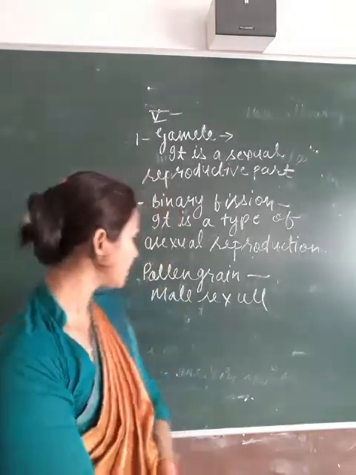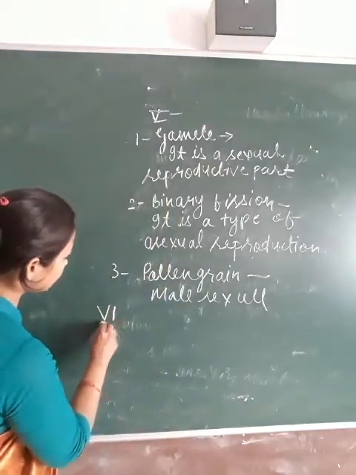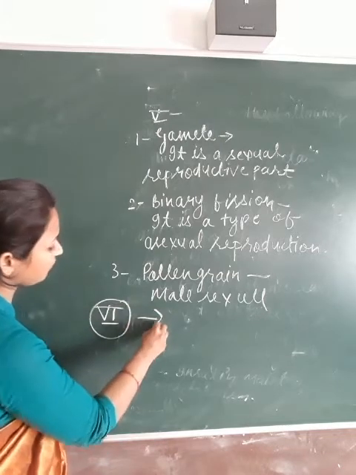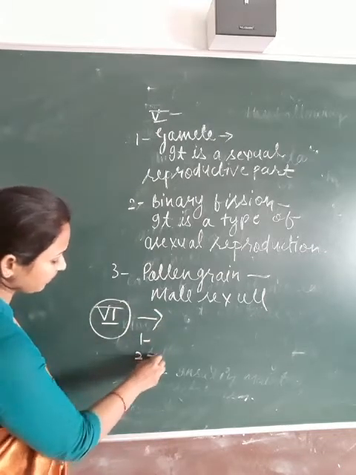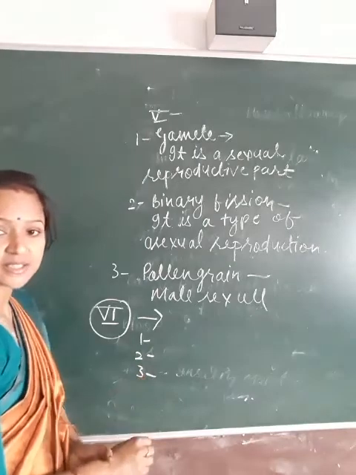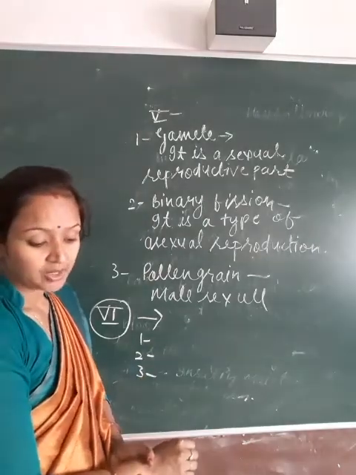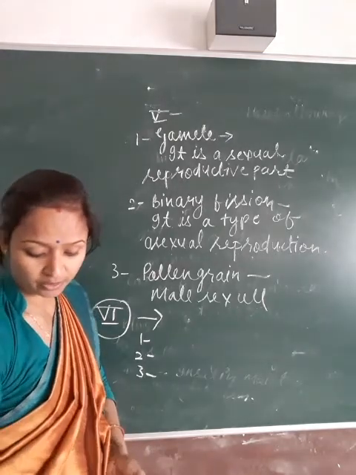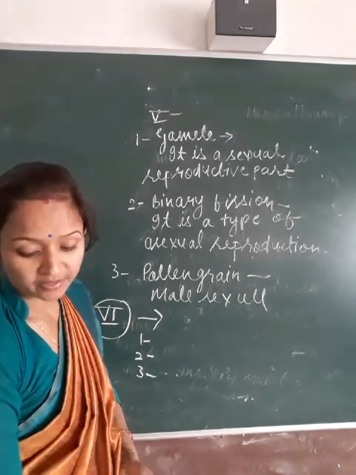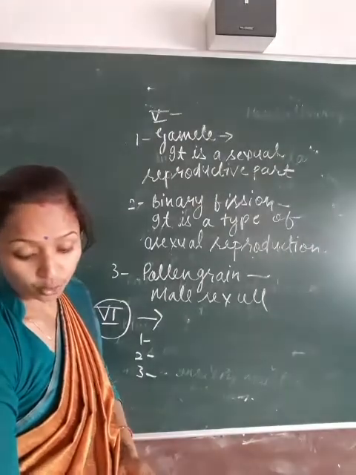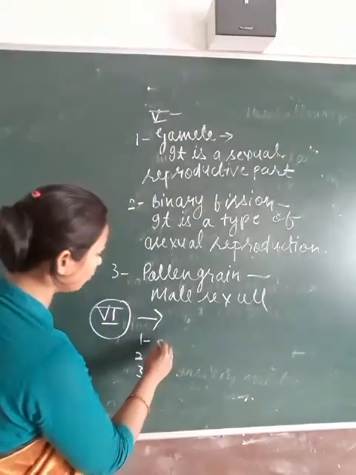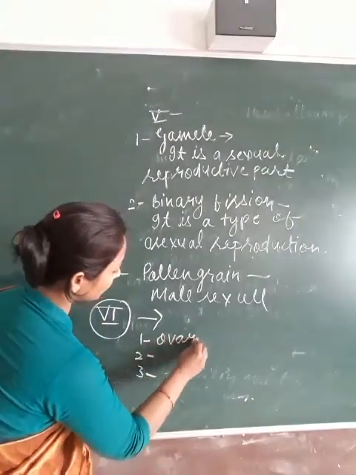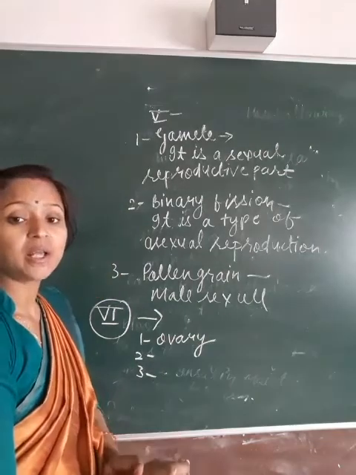Now come to the sixth one. Sixth, name the following. First one is a part of the flower where ovule is found. That is the ovary.